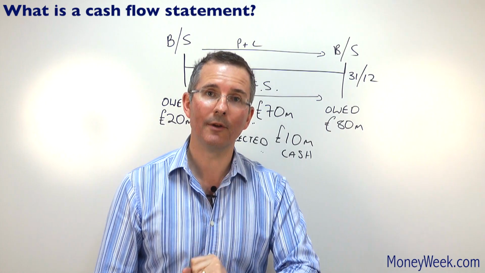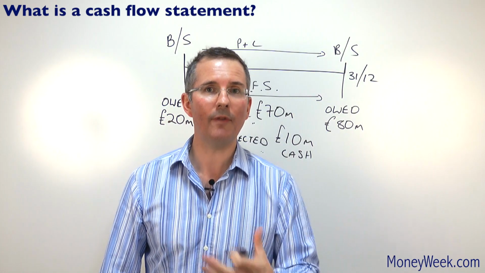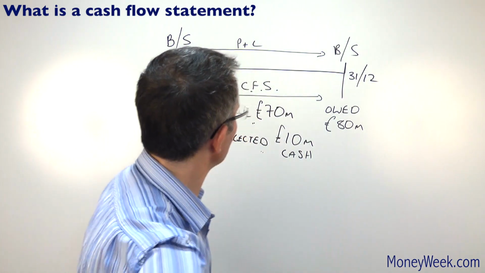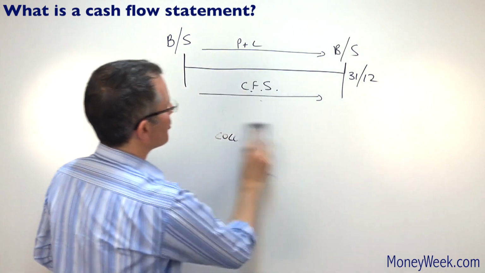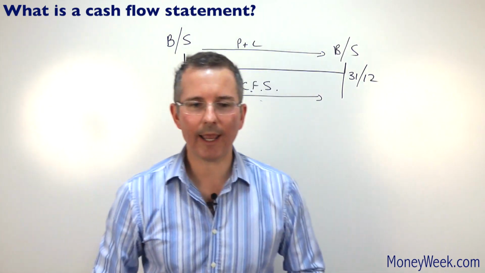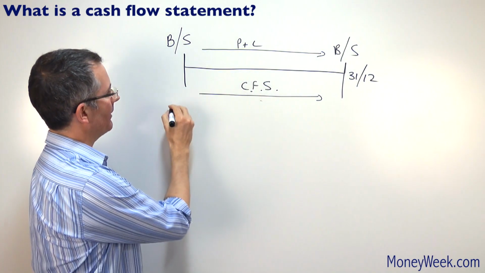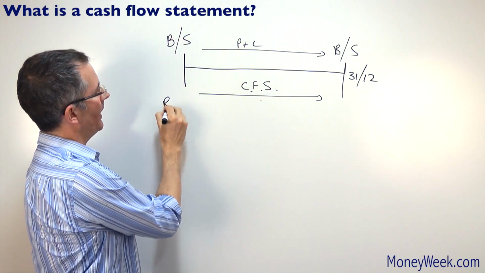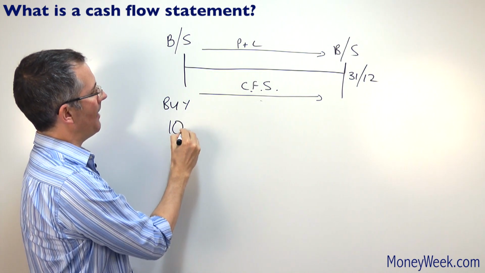Let's look at another one. Firms don't just trade, they buy assets to use in their business. So, how about this idea? This is just really to show the link and where cash flow statements fit into the picture. How about this as a story? Let's change the facts a little bit. Let's say at the start of the year, we buy a nice big juicy asset for 10 million.